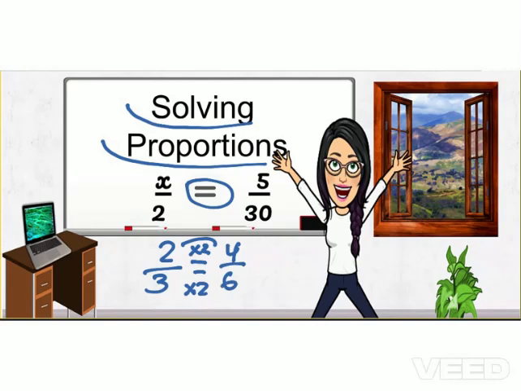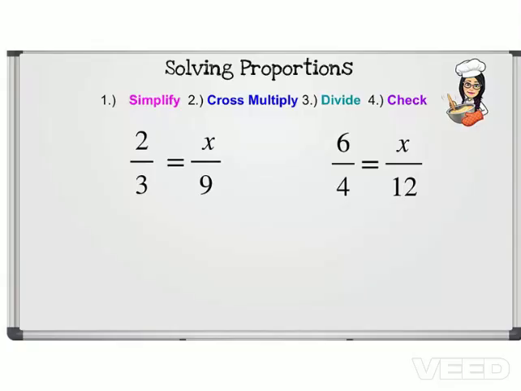So let's go ahead and talk about some steps for solving proportions when we have a variable like x. The first step is that we're going to simplify our ratios. Then we're going to cross multiply, divide, and check. When we simplify, it makes our problems easier. We're working with smaller numbers. And it's really important because when we get really big fractions, simplifying first can make the math easier and reduce the chances of errors.